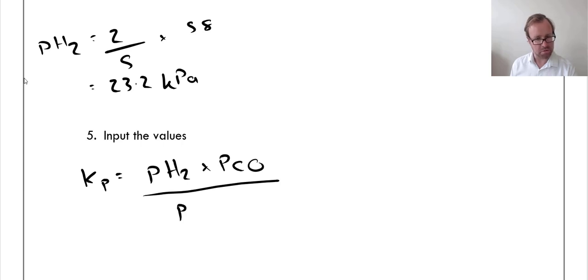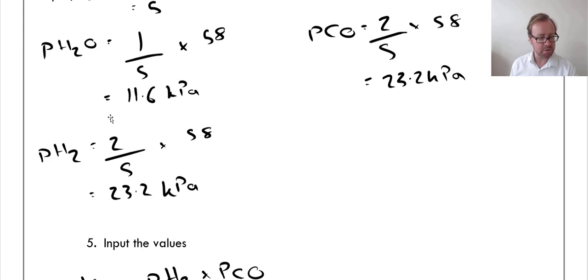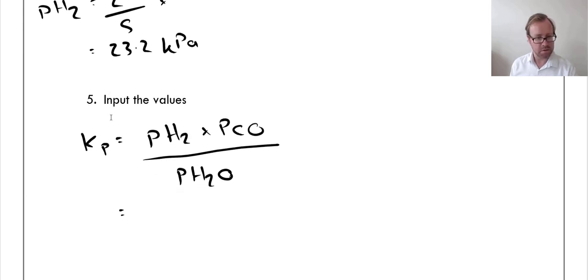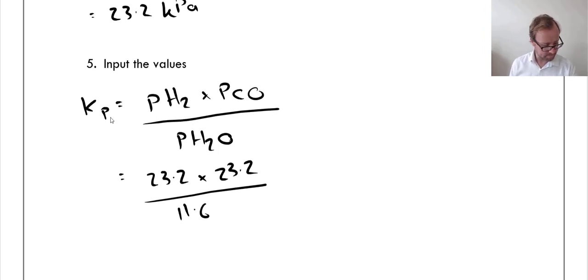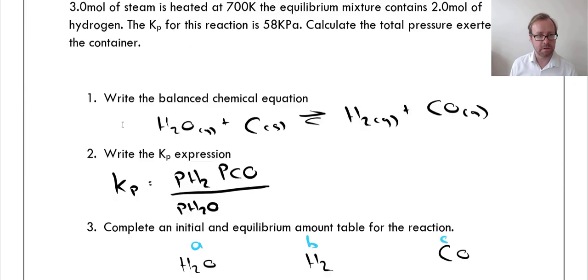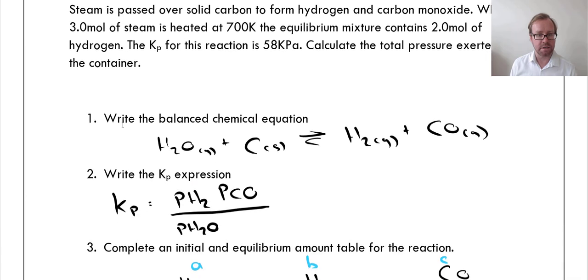CO over partial pressure, which gives me the values of H2, so 23.2 times by 23.2 over 11.6, which gives me a value of 46.4 P. Now I know my Kp. The Kp for the reaction is 58, so I know my Kp.